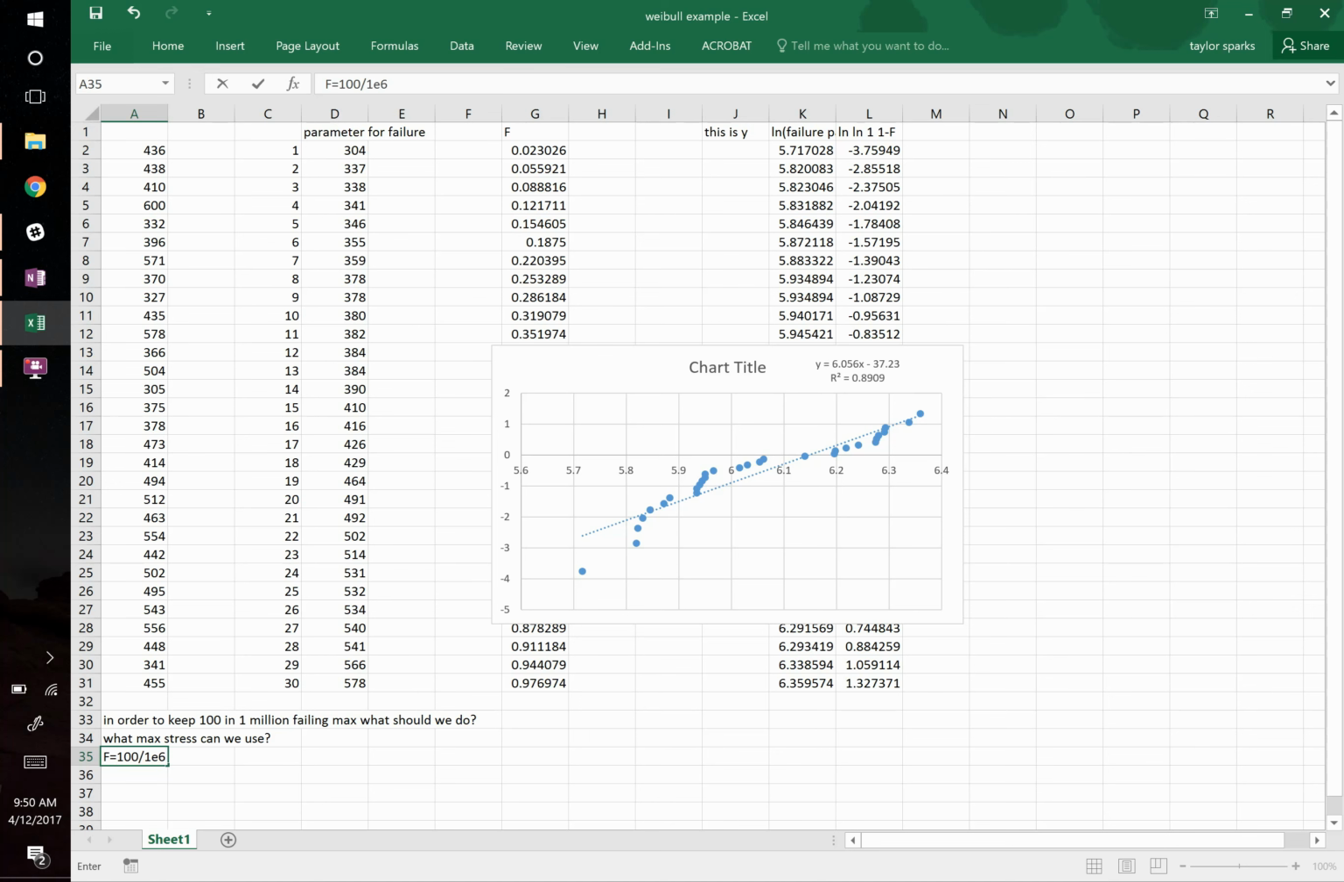So 100, is that the right number? Let's see, failure, we want 100 out of 1e6? Or 1 minus that, let's see. Yeah, we want 100 over 1e6. Right? So if we do that, that's going to equal what? It's going to be 0.0001. That's F. So now that we have F, what do we do with it?